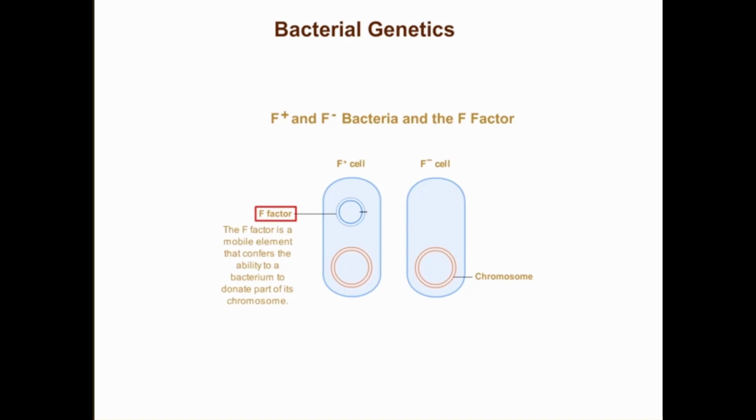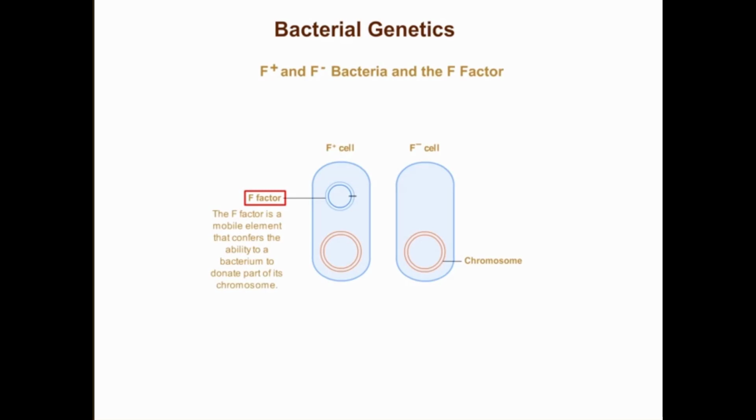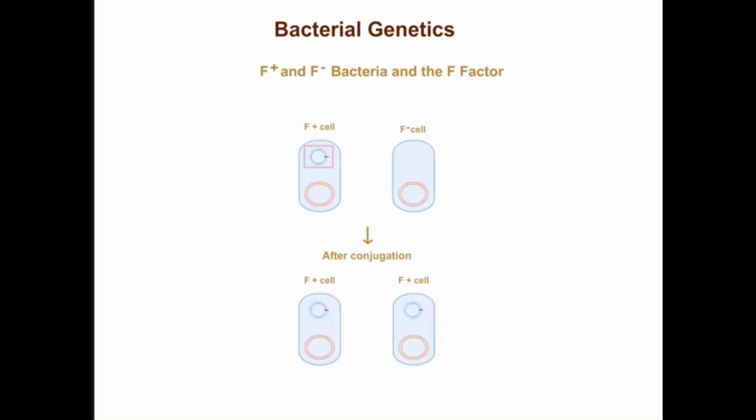The F factor is a mobile element that confers the ability to a bacterium to donate part of its chromosome. It is a plasmid that directs the synthesis of pili, tube-like extensions of the cell that allow contact with other cells. During conjugation, the two DNA strands of the F factor separate, and one strand moves into the recipient cell. Both strands serve as templates for DNA replication, resulting in two F+ cells. The F factor itself is passed to all recipient cells, but on rare occasions the transfer of genes from the bacterial chromosome, genetic recombination, also occurs.